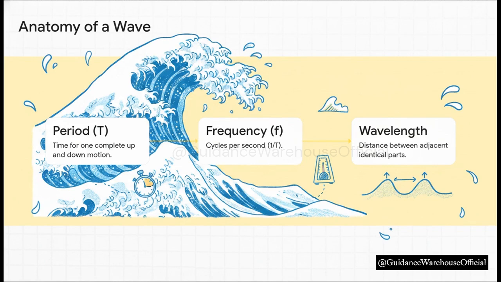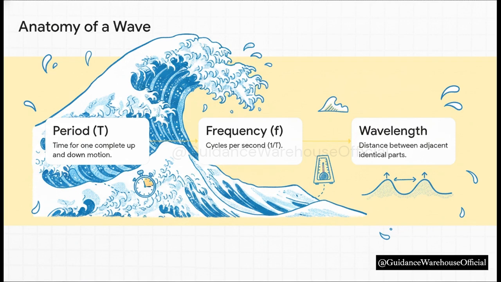Now, to really grasp how these disturbances travel, we need to break down the anatomy of a wave. Let's imagine a perfectly smooth, idealized ocean wave. There are three main pieces of the puzzle you need to know. First up is the period, which physicists represent with a capital T. This is simply the amount of time it takes for one complete up and down motion. Second, we have the frequency, or lowercase f. This is just how many of those cycles happen every single second.